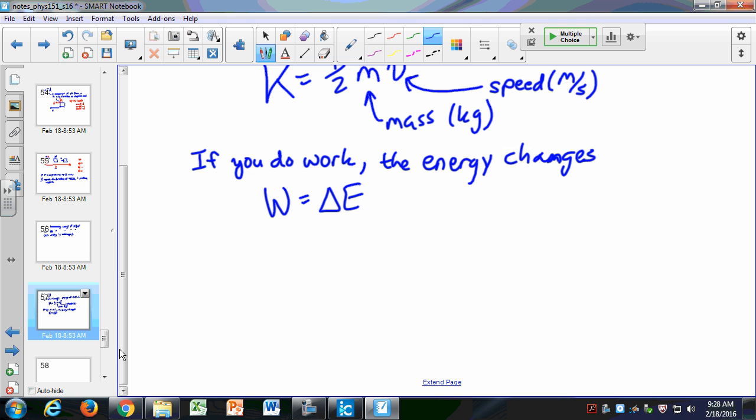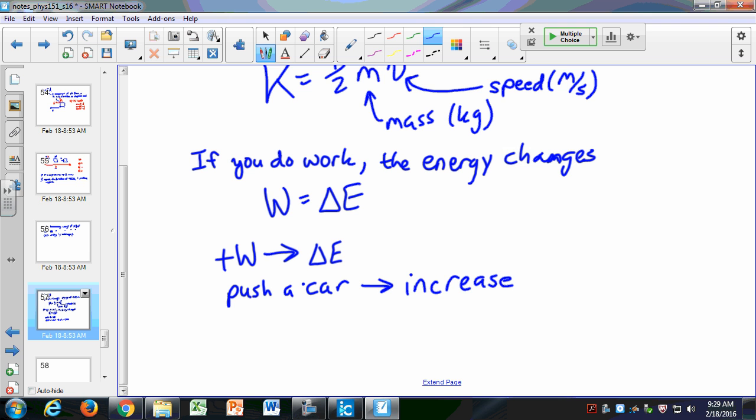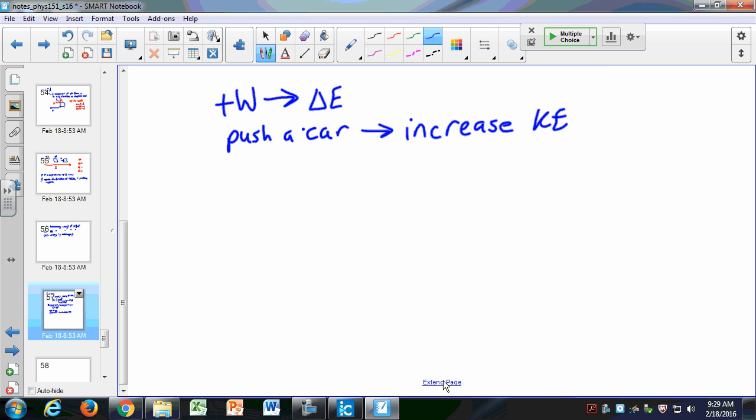So if you do positive work, then this causes a change in the energy. For example, if I push a car, that is positive work. I'm pushing it in the direction that it's moving. I give it speed and increase the kinetic energy. The units of work and energy.